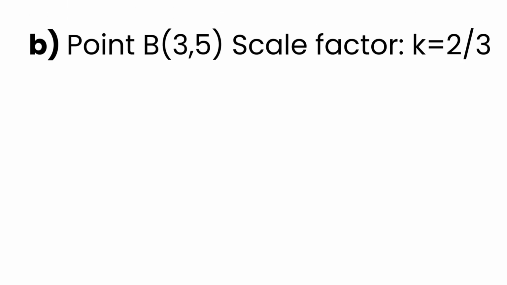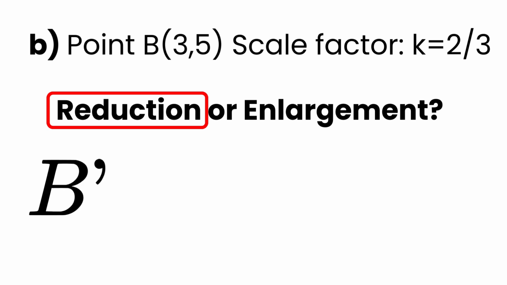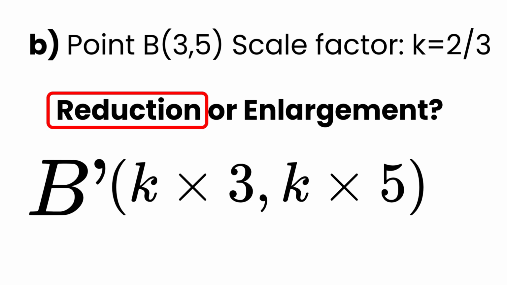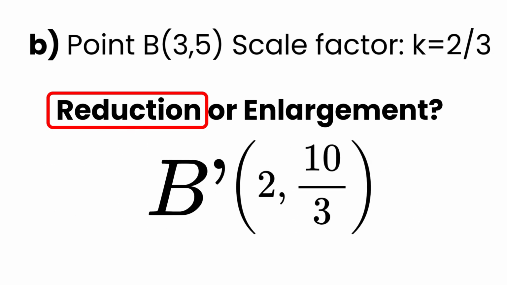Now, let's look at the next question. Point B is the point (3, 5), and we have a scale factor of 2/3. First thing we want to know is, is it a reduction or an enlargement? Is 2/3 less than 1 or greater than 1? It's less than 1, so this is a reduction. So now let's find B prime. I'm going to take both coordinates of my ordered pair and multiply them by k. So k times 3 and k times 5. Well, k here, or my scale factor, is 2/3. So I multiply each number by 2/3, and whatever I get is going to be my image point. So I do 2/3 times 3 and 2/3 times 5. What I get is my image point B prime is (2, 10/3).